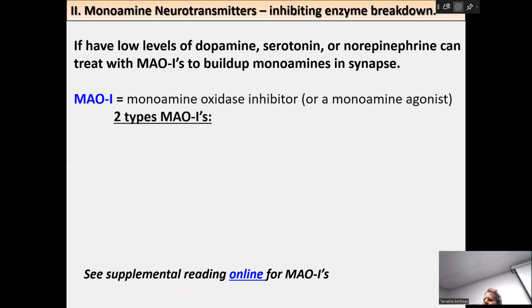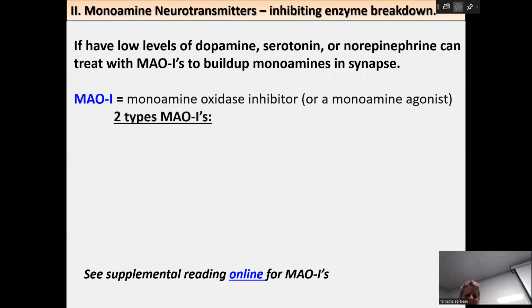Okay. So if you have low levels of dopamine, and that can happen in certain disorders, anyone know of a low dopamine disorder that's associated with muscle tremors? Parkinson's, perfect. All right. Parkinson's is low dopamine in the brain. So there's lots of different ways of approaching it. You can give them L-Dopa, which is the precursor to dopamine. You can also give them something like an MAO-I, which inhibits the breakdown of things like dopamine, serotonin, norepinephrine, and epinephrine.